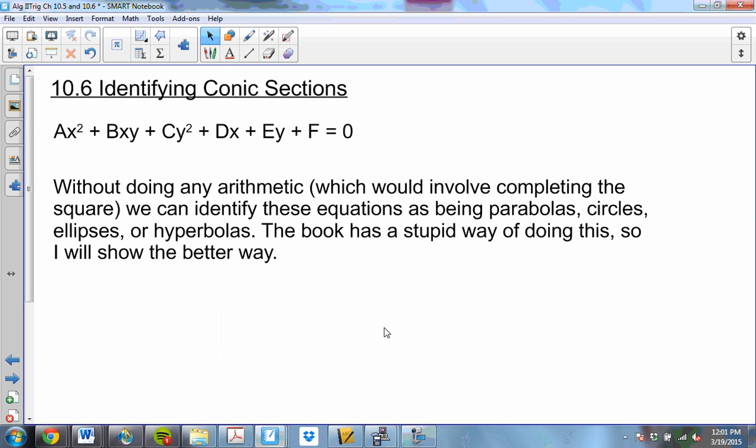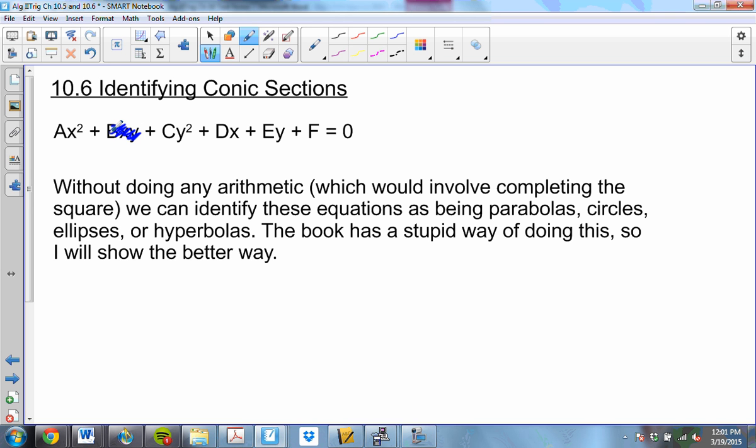10.6 is our last section on conic sections. We're going to learn how to identify conic sections based on the equation that you're given. So we have these big long strings of equations like you've seen in other places in the book. And for our intents and purposes, we aren't going to have any bxy term. We will never have the x and the y multiplied.